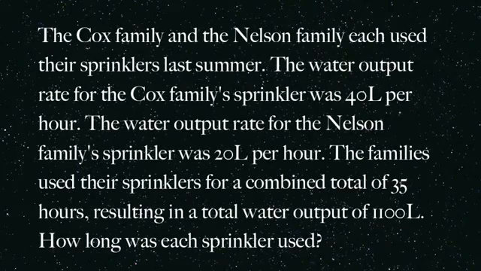Next problem: the Cox family and the Nelson family each used their sprinklers last summer. The water output rate for the Cox family sprinkler was 40 liters per hour. The water output rate for the Nelson family sprinkler was 20 liters per hour. The families used their sprinklers for a combined total of 35 hours, resulting in a total water output of 1,100 liters. How long was each sprinkler used?